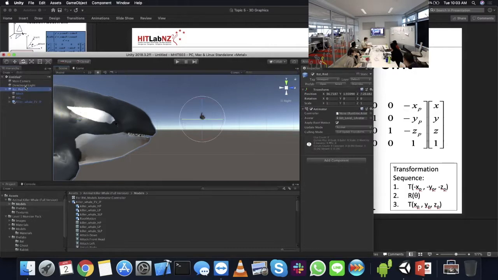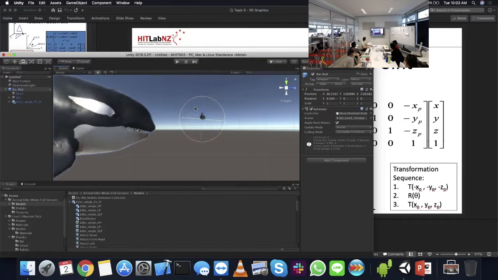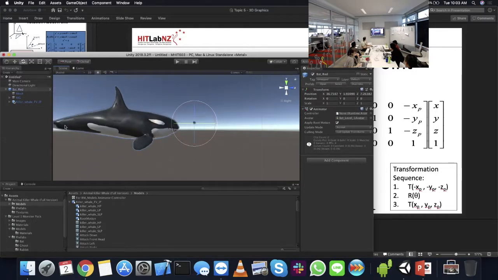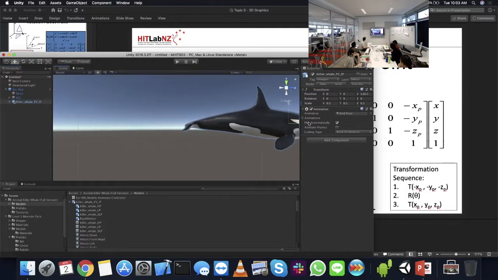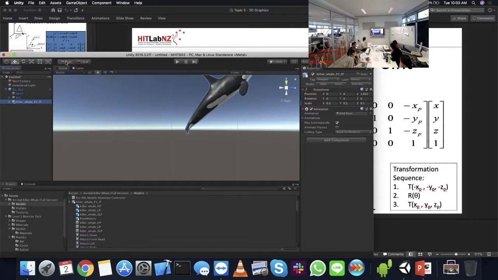So if we rotate around our bat, we'll rotate the entire whale around that point. But if we wanted to rotate the whale around his tail and keep him where he is, we'd have to move the tail of the whale to that pivot point, do the rotation, and then move the whale back where it came from.